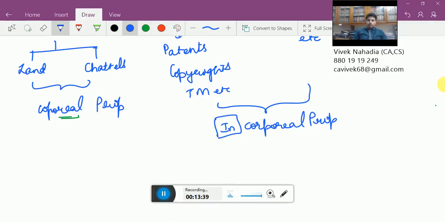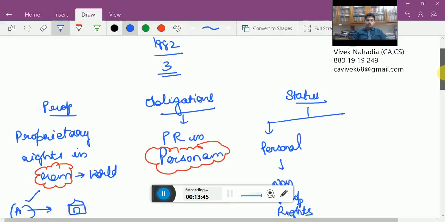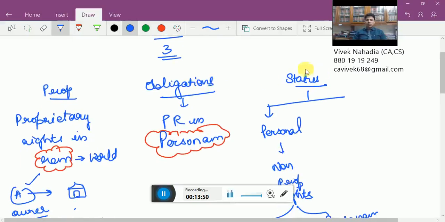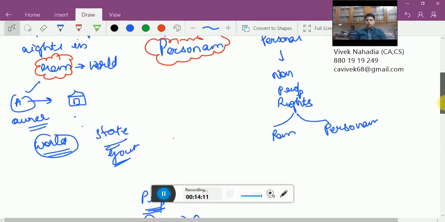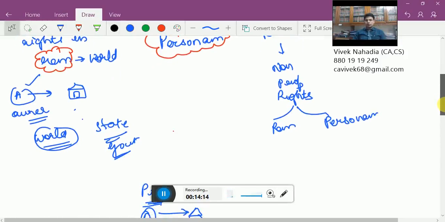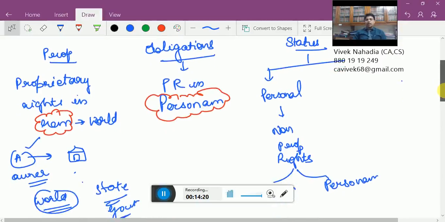So let us do a recap of this. We are discussing the Transfer of Property Act 1882. The law is divided into three: the law of property, the law of obligations, and the law of status. The law of property deals with the proprietary rights in rem. In our example we took, suppose A is the legal owner of a house. So A will have the proprietary rights in rem, and the world must accept his right over that house. What will the state do? The state will protect A's right over that house. Then we discussed the law of obligations, which deals with the proprietary rights in personam.